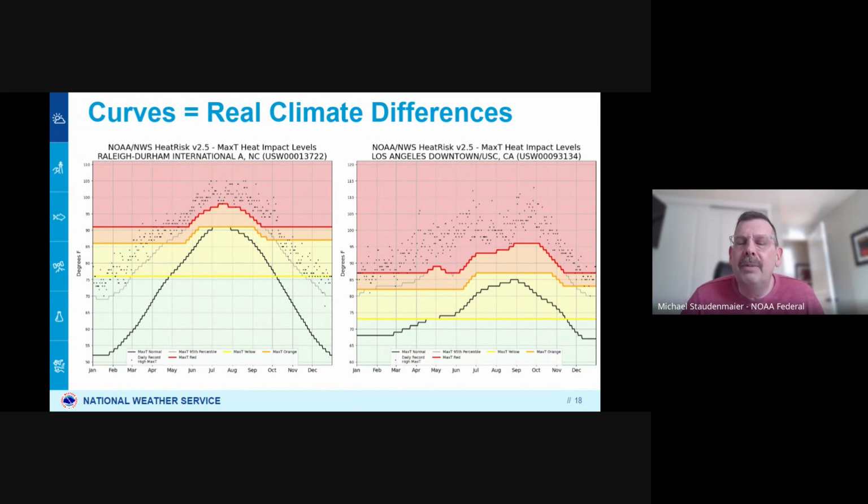Here you can see an example for both the Raleigh-Durham International Airport on the left and downtown Los Angeles on the right, showing how these thresholds increase during the spring, they peak, and then they drop during the fall. But the values and even the curve shapes themselves are very different in order to represent that climatology appropriately.